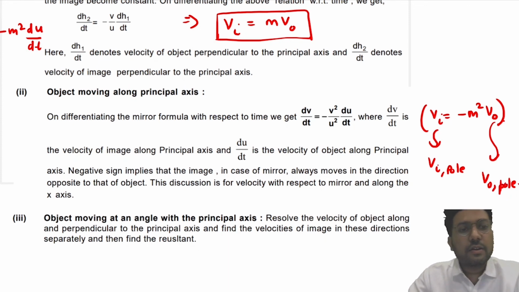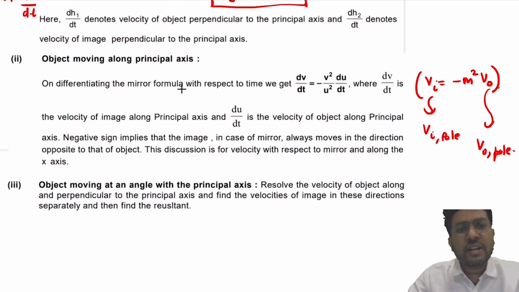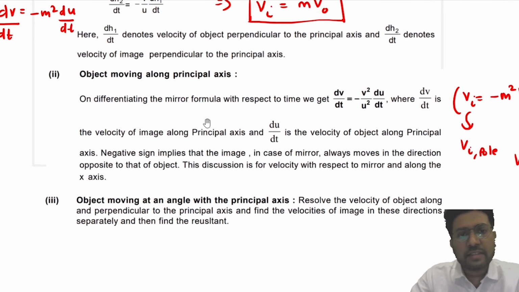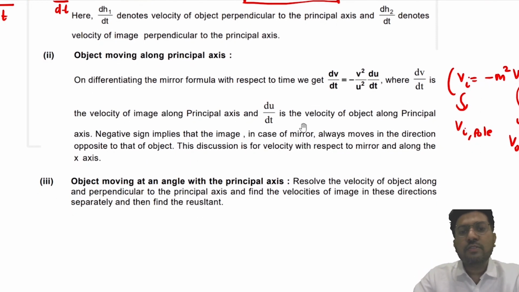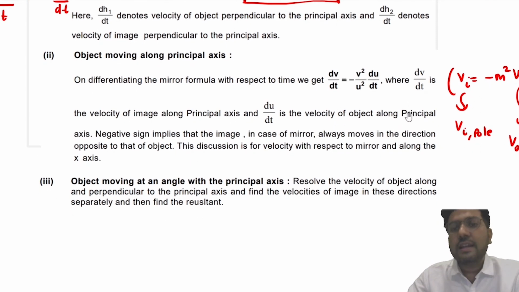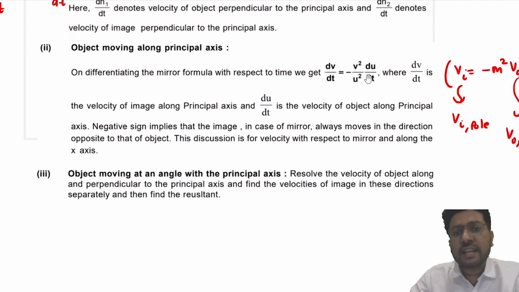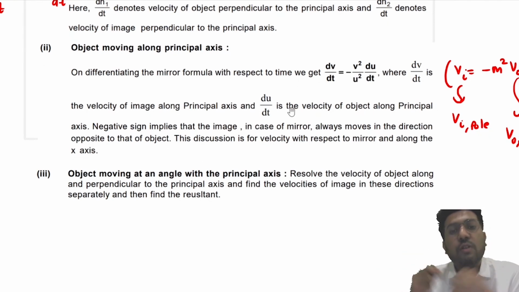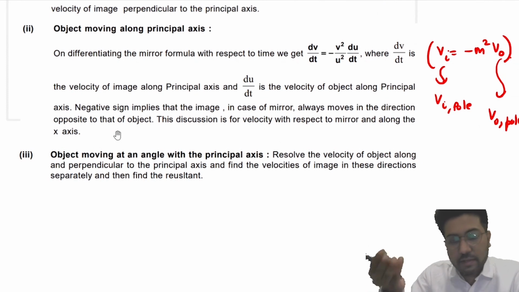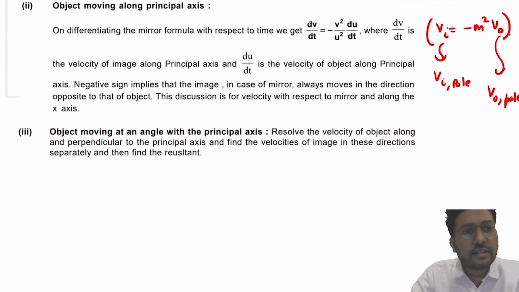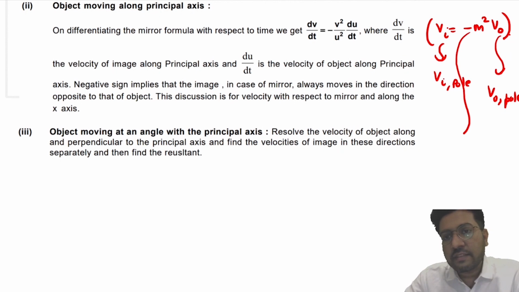All right. So on differentiating the mirror formula, we get dv by dt is equal to minus v square by u square du by dt, and minus v square by u square can be written as minus m square, where dv by dt is the velocity of the image along the principal axis, and du by dt is the velocity of the object along the principal axis. The negative sign here implies that the velocity of image is always opposite to the velocity of object, right?